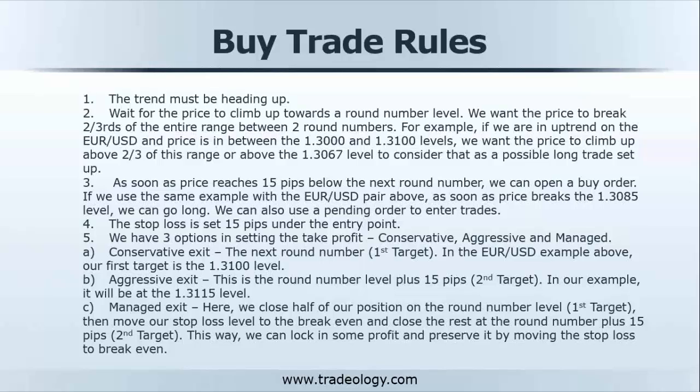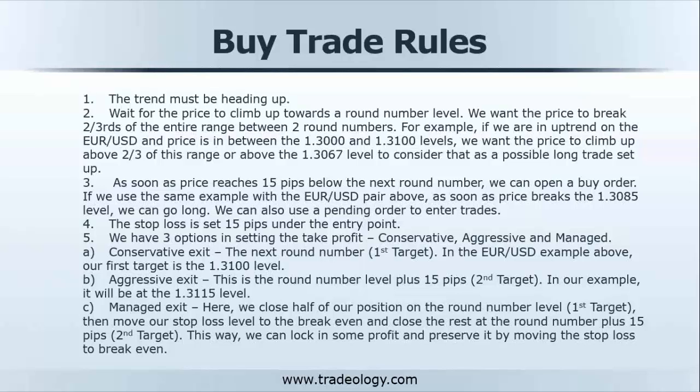Now, the next type of exit we have is the aggressive exit. This is the round number plus 15 pips. And on our indicator, you will see this shown by a horizontal line and a text label with the text second target. So again, no need to actually measure anything.